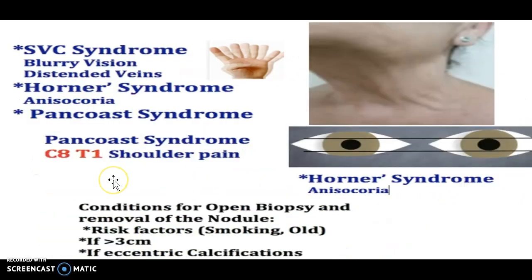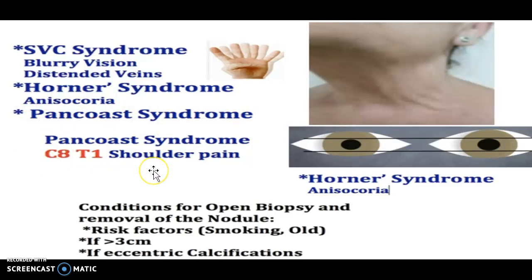Looking at particular cases of lung cancer, there is the SVC syndrome, the Horner syndrome, and the Pancoast syndrome. The SVC syndrome stands for superior vena cava syndrome, and is characterized by blurry vision and distended veins, distended meaning dilated veins. Let's skip over to the Pancoast syndrome.